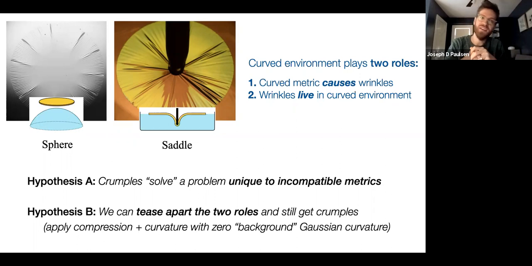On the one hand, the curvature of these different interfaces is leading to compression, and compression is what causes the wrinkly solution. And then perhaps there's another threshold, which is when the curvature gets large enough, they sort of fragment into crumples. So the question I want to pose is, can you get these things without an incompatible metric? Can you get these things on a cylinder, for instance?